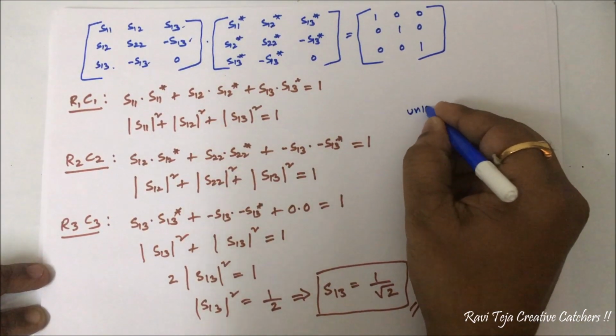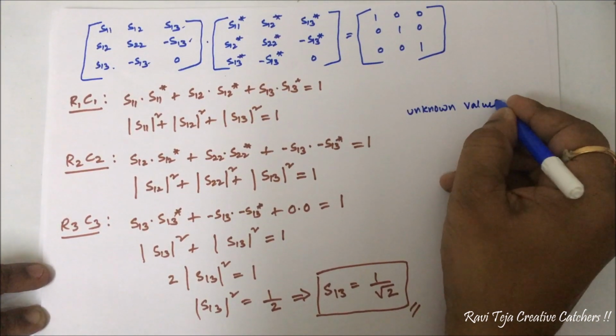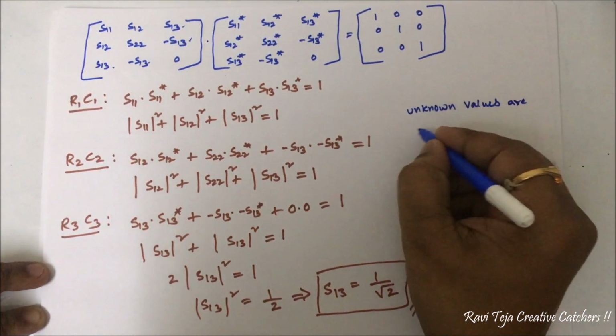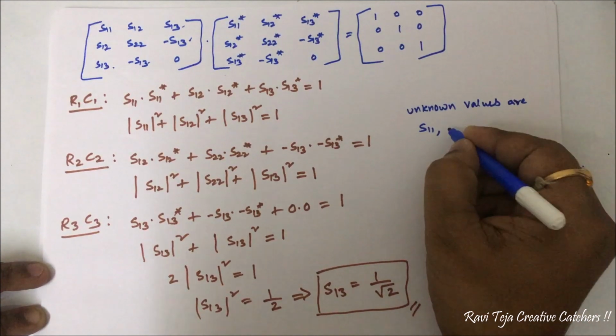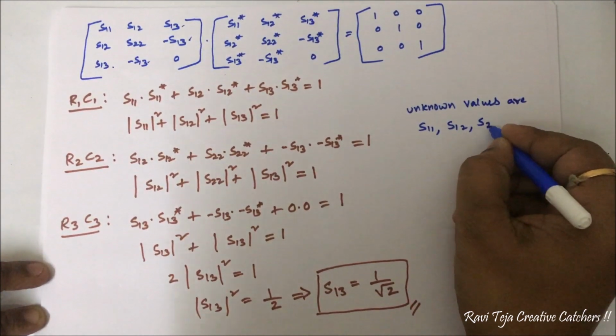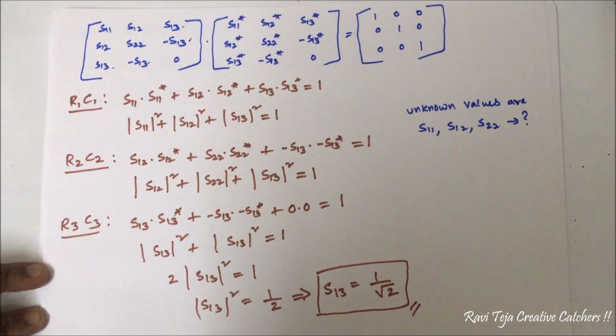So, the unknown values are S11, S12, S22. These are the values that we need to find out.